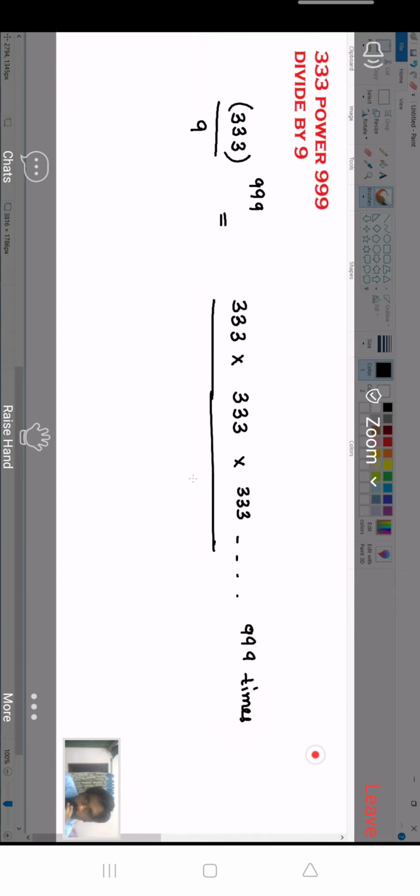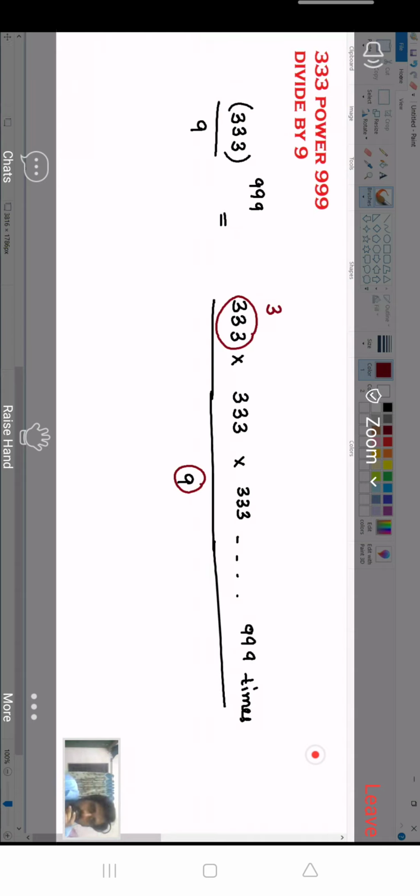You are dividing with 9. Just observe what is the remainder here. 333 when I divide with 9: 9 3s are 27, and we are left with another 33. So 3 plus 3 plus 3, we can say the digital sum of it is going to be 9.